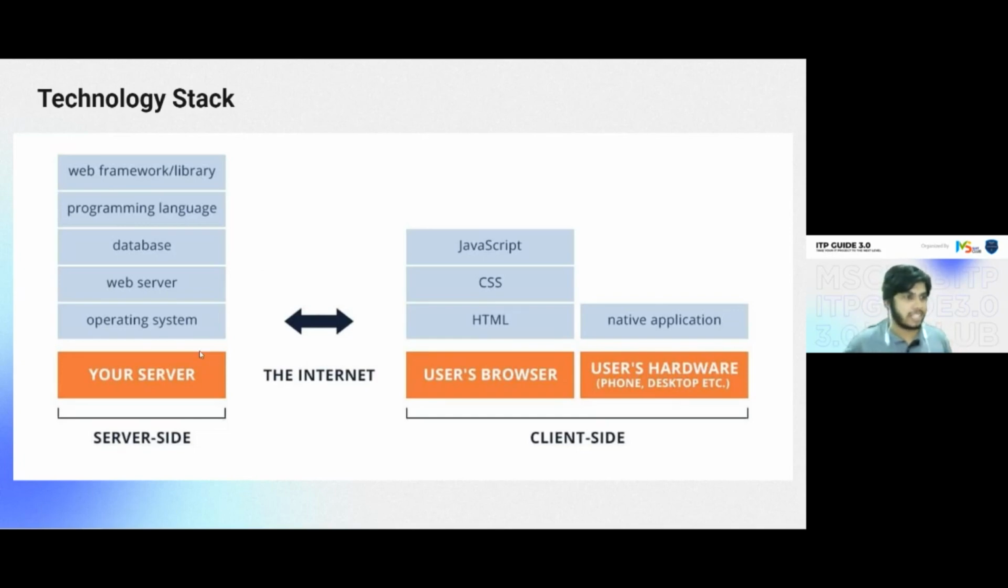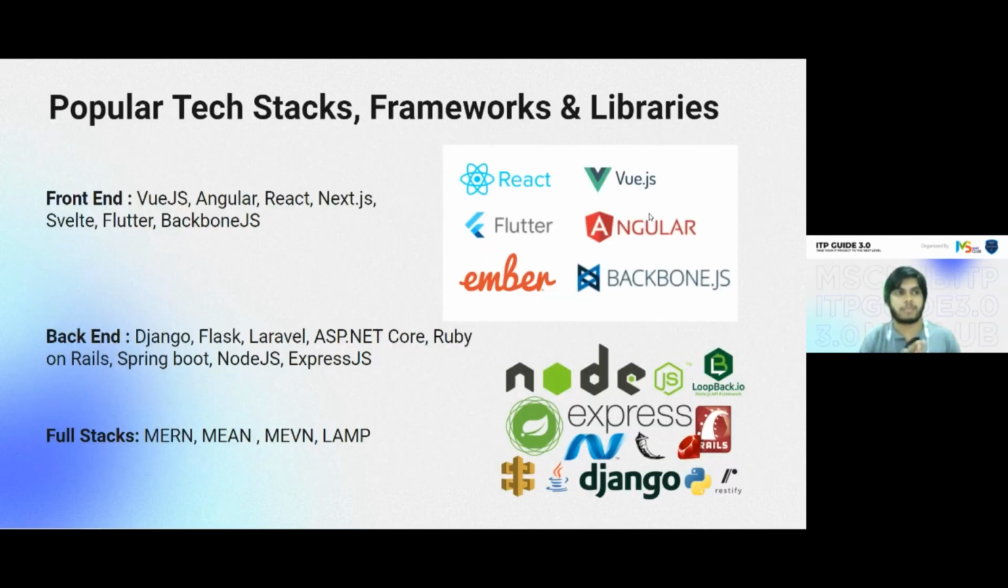You have the operating system, web server, database, programming language, and web frameworks and libraries on the server side, which basically means the backend. And then on the right side, you can see the client-side technologies on the front end. You use HTML, CSS, and JavaScript, and other frameworks as well. So yeah, that is what a technology stack basically means. And then I'll come to some examples of some popular tech stacks, frameworks, and libraries.